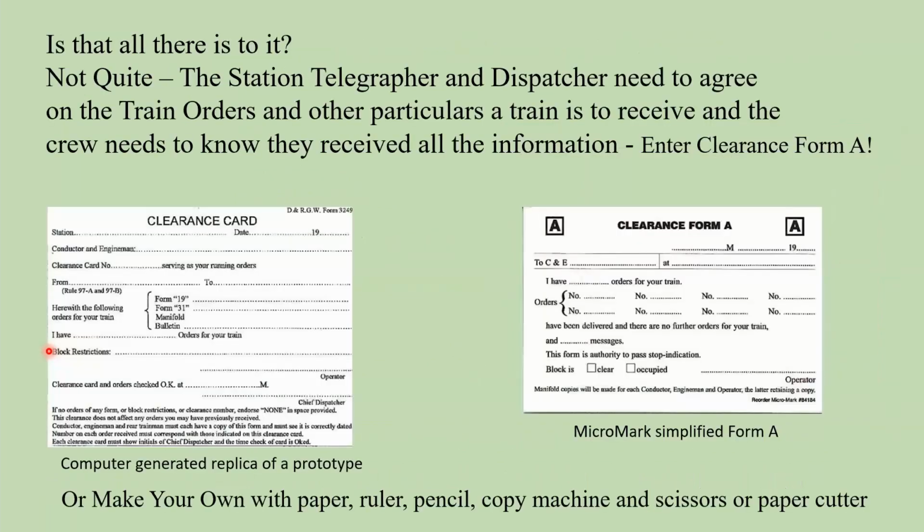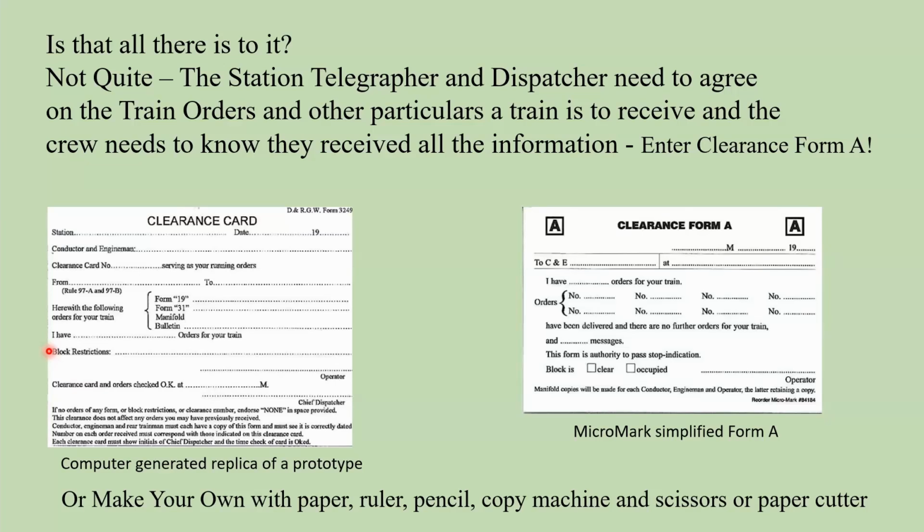Well, is that all there is to it? Not quite. So the station telegrapher and the dispatcher need to agree on the train orders and other particulars a train is to receive. In our case today here, that's not so important because we really aren't going to be working with agent operators at stations. But the crew needs to know that they have received all the information.